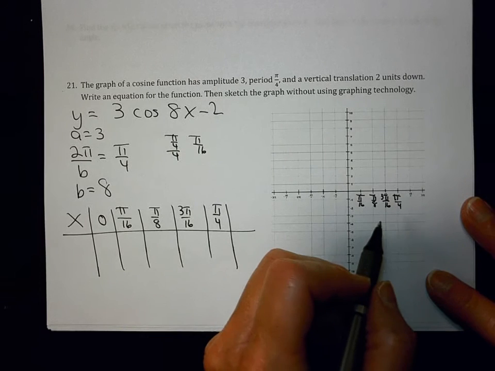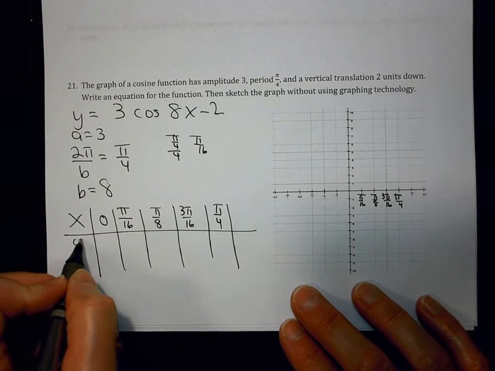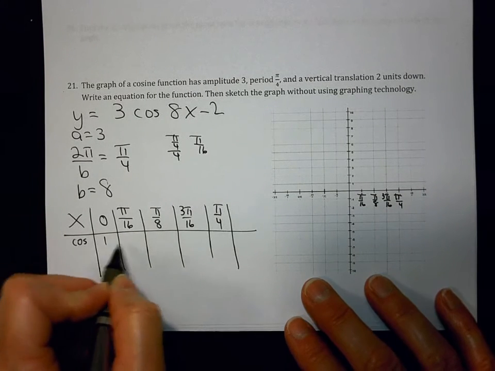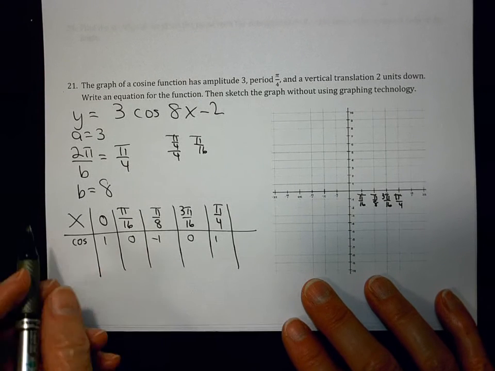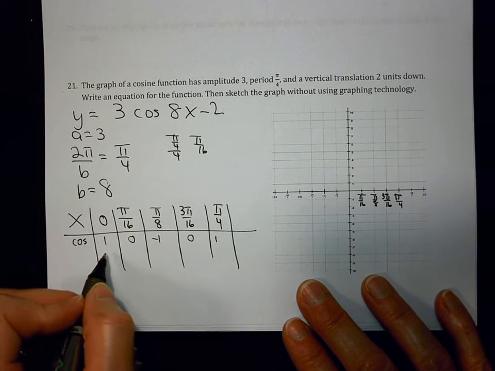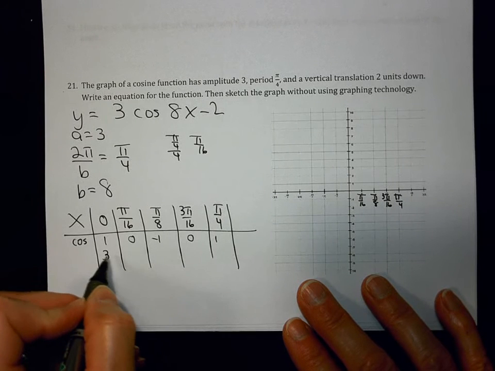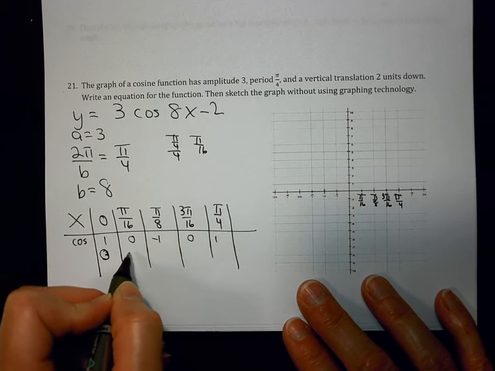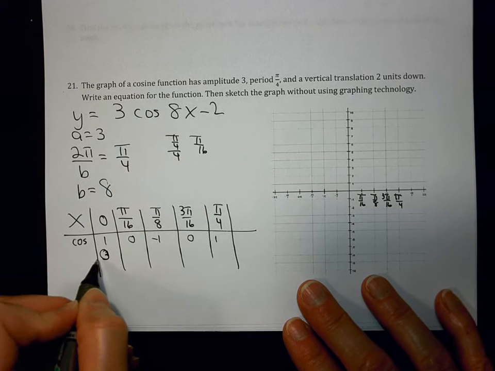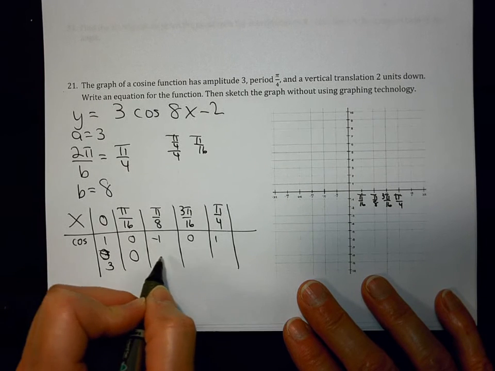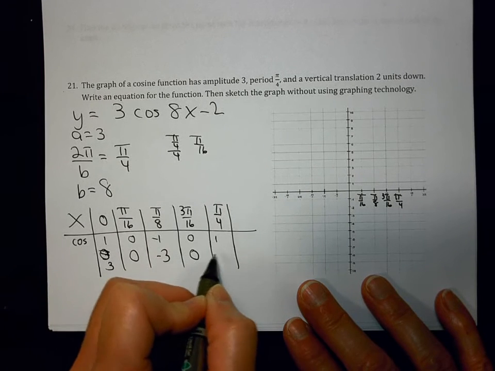So it's a cosine. So pattern is 1, 0, negative 1, 0, 1. We're multiplying by the amplitude. So 3, 0, negative 3, 0, 3.